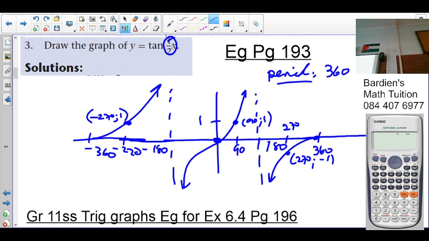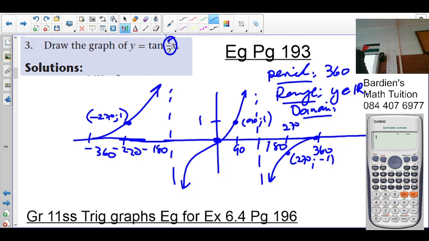You see that? They ask you for the range, which they never ask you on the tan graph. Why? Because the range goes from negative infinity to positive infinity. But if asked, y is an element of all real numbers. What's the domain of this graph? All possible x values.